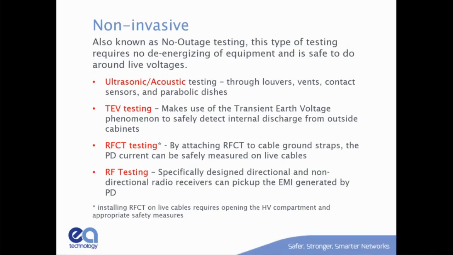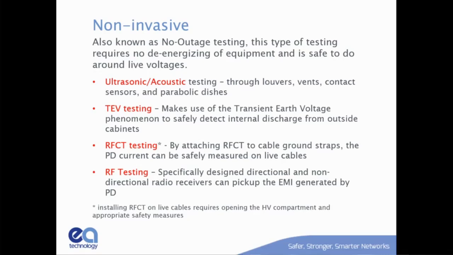5 years ago, we saw it a lot. But now we see people permanently installing RFCTs into cabinets for customers. And then they come back once a year and do the tests, and they're in the shirt sleeve environment and just connect up. So once the RFCTs are installed, that's non-invasive.